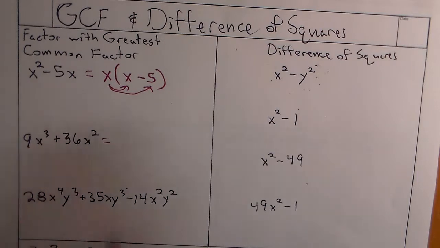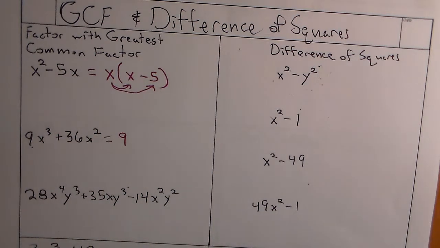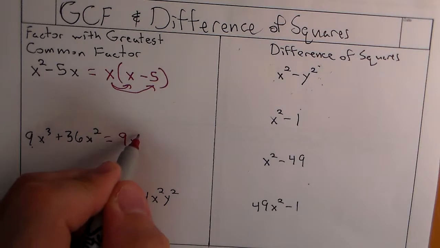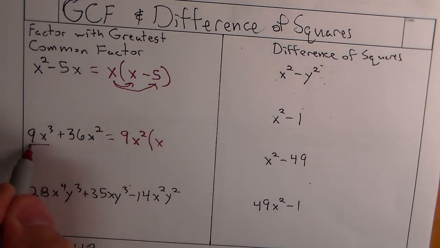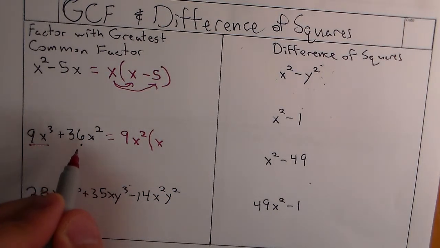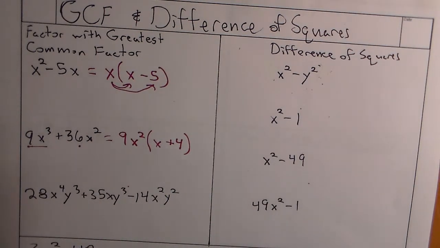So in the next one, I have 9x to the third and 36x squared. If I'm looking at coefficients, 9 and 36, 9 is the greatest common factor between the two. X to the third and x squared, they at least have two x's, so I'm going to take out an x squared. This leaves me with an x on the first term. The second term divided by 9x squared leaves me with a 4. So 9x squared times x plus 4.